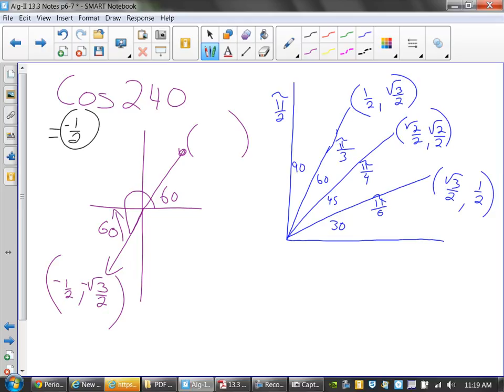Yeah, Kate? What if that 240 was, like, over 360? If it was over 360, you just go around like you would and find a reference angle. You still do the exact same method.